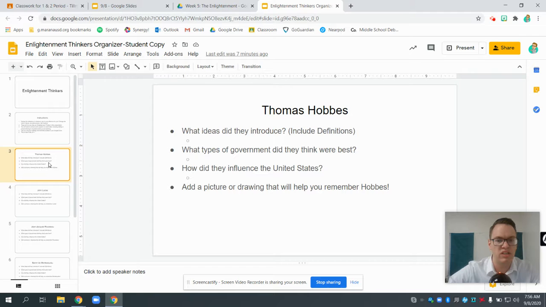So the first one you'll see here is Thomas Hobbes. And here are the 3 questions, and then a requirement for a picture or a drawing. So what ideas did they introduce? So what was important from Hobbes? What specific ideas did they have about government, or about the world that made them somebody worth studying? What types of government did they think were the best? Dictatorships, monarchies, whatever. How did they influence the United States? So why are we as Americans learning about them? And then also you're going to add a picture.